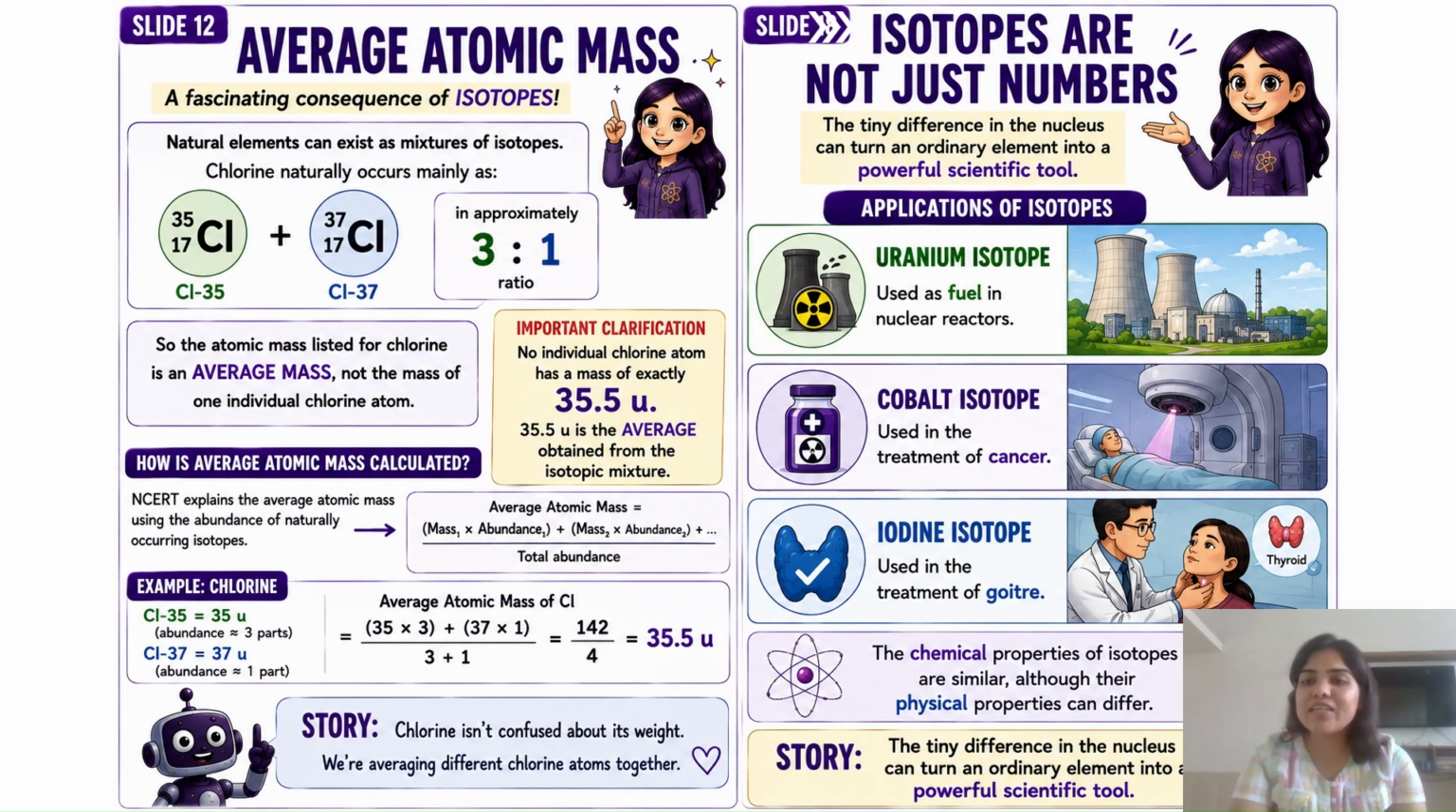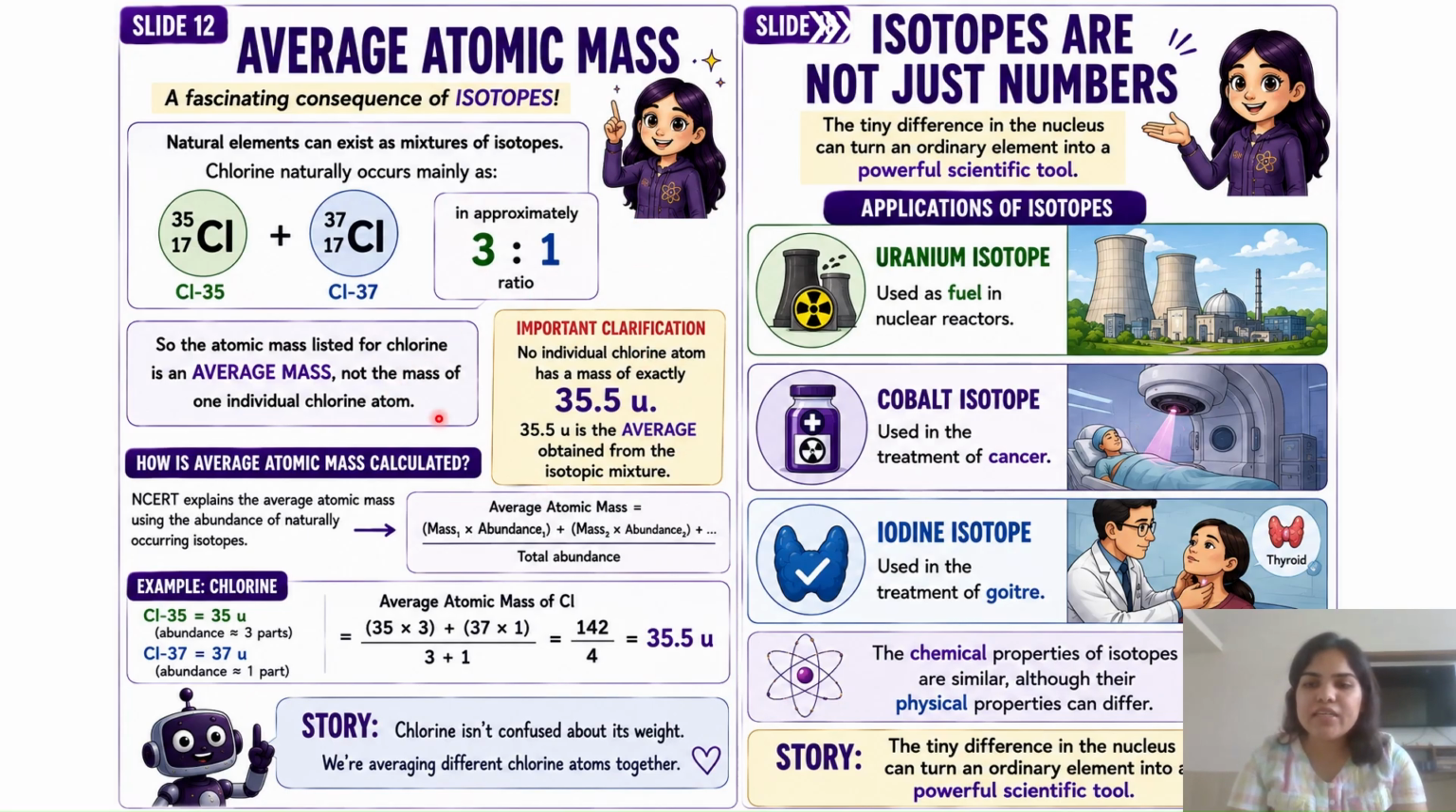Now that we understand isotopes, we can solve one more interesting mystery. Why do many elements in the periodic table have atomic masses that are not whole numbers? Take chlorine. Chlorine naturally exists mainly as two isotopes, chlorine 35 and chlorine 37. These isotopes are generally present in nature in the approximate ratio 3:1.